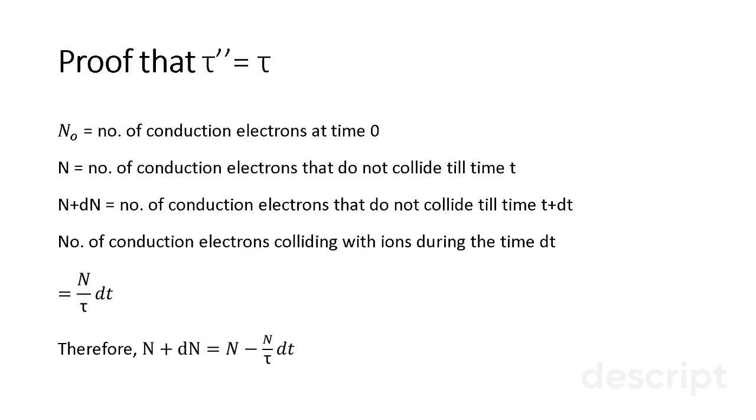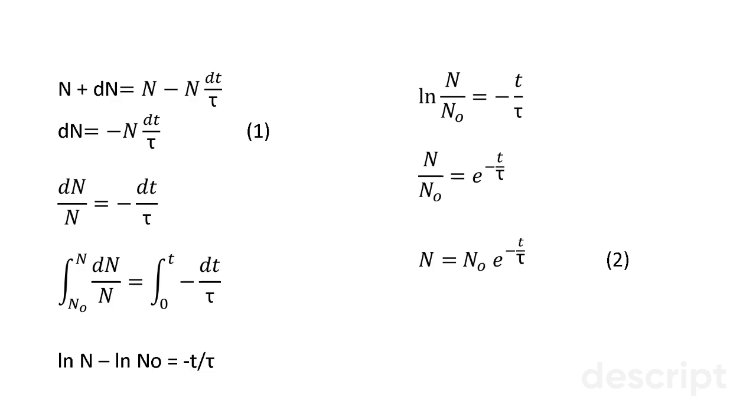The number of conduction electrons which will collide with ions during the time dt is n dt by tau. Therefore, n plus dn equals n minus n dt by tau. Subtract n from both sides. We get dn equals minus n dt by tau. Call this equation 1. Or dn by n equals minus dt by tau.